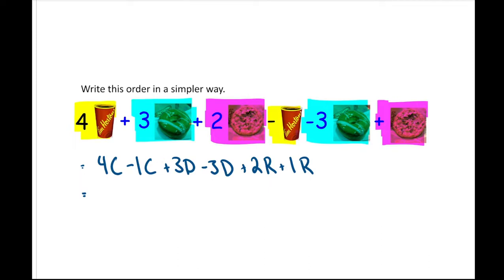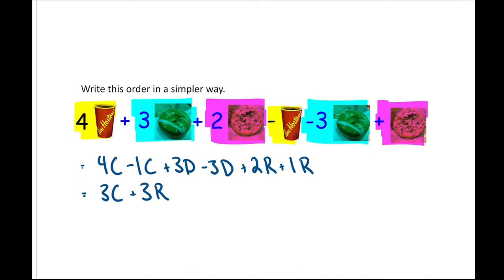So if I have 4 coffees minus 1, I end up with 3 coffees. 3 donuts, take away 3 donuts. Those just cancel out. Those disappear. Basically, if I add 3 and then take away 3, I don't have anything. So 0 donuts. I could put that in there if I wanted to, but in the end, it doesn't represent anything. Nothing's there anyways. And then finally, 2 raisin cookies plus 1 raisin cookie equals 3 raisin cookies. So my simplified order here is 3 coffees plus 3 raisin cookies.